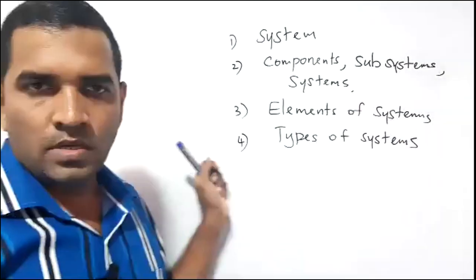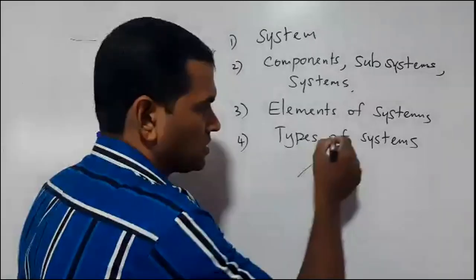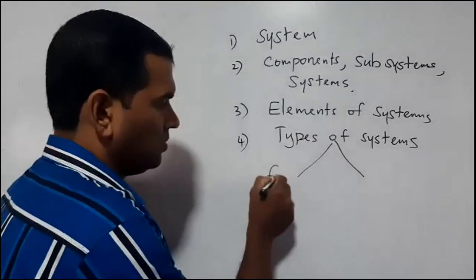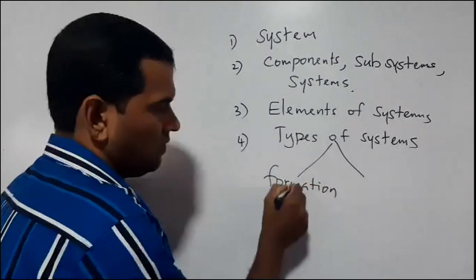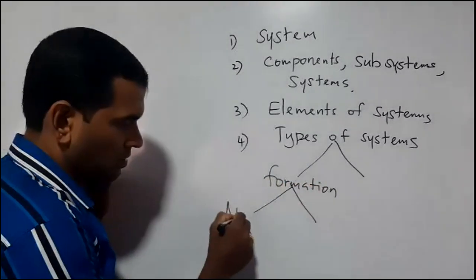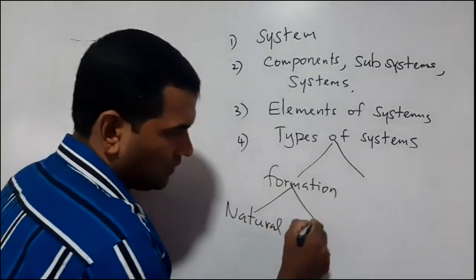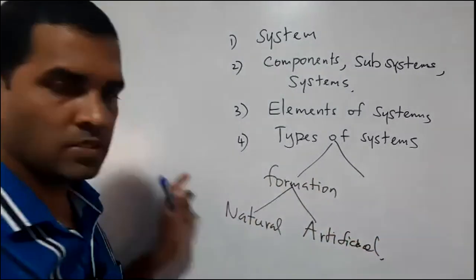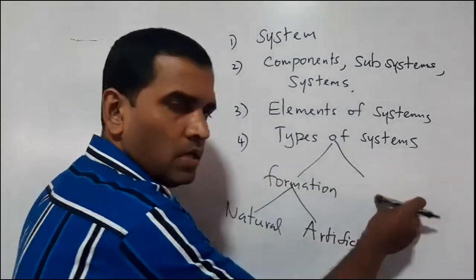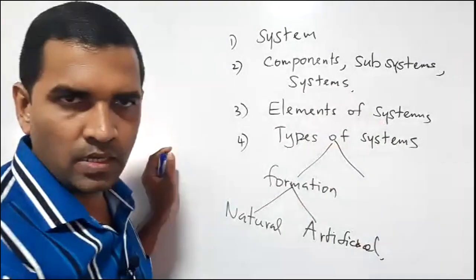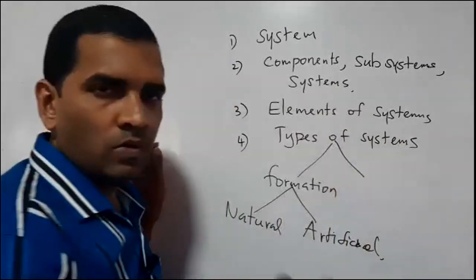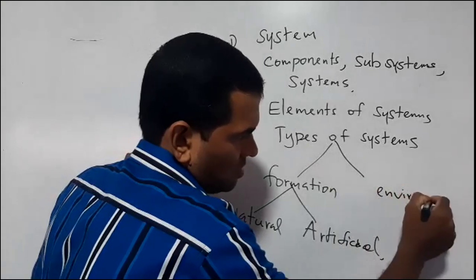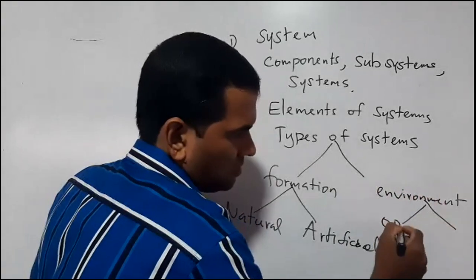So we have types based on 2 different aspects. The first one is according to the formation, how the system is formed. There we have 2 types of systems, natural and artificial. Then we have another criteria where the system is divided into 2 based on how a system communicates with the environment. So they are open system and closed system.